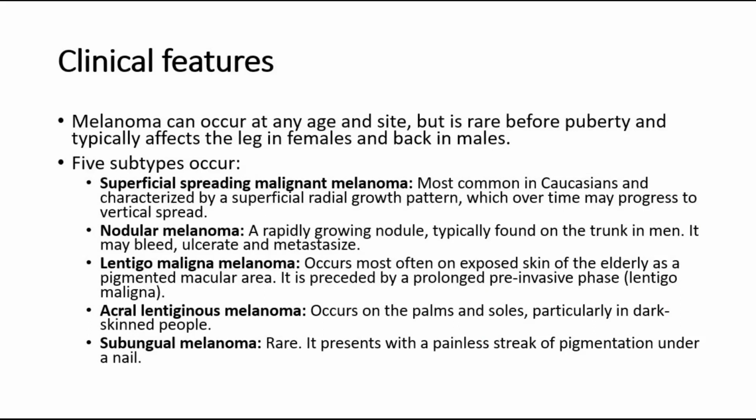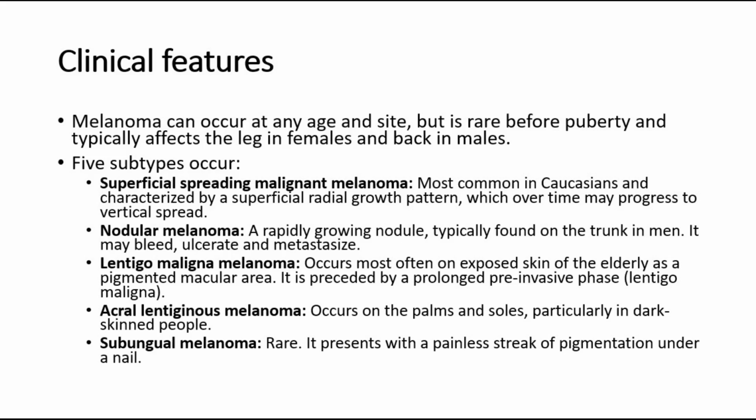Melanoma can occur at any age and site, but is rare before puberty, and typically affects the leg in females and back in males. 5 subtypes occur. Superficial spreading malignant melanoma. Most common in Caucasians and characterized by a superficial radial growth pattern, which over time may progress to vertical spread.